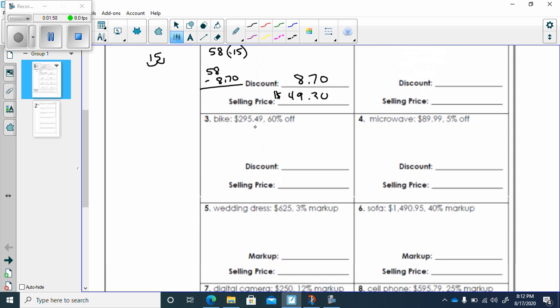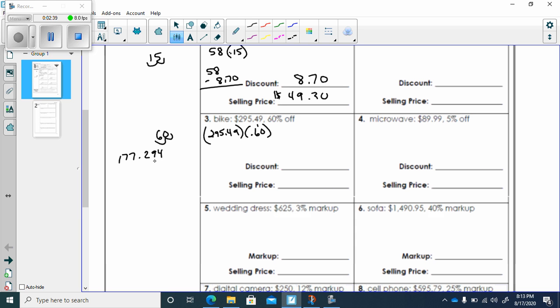What if you've got a bike? It's $295.49 and you're going to take 60% off. I need to find 60% of $295.49. That's 0.60, because with 60%, you move it two places. Now, multiply 295.49 times 0.6.